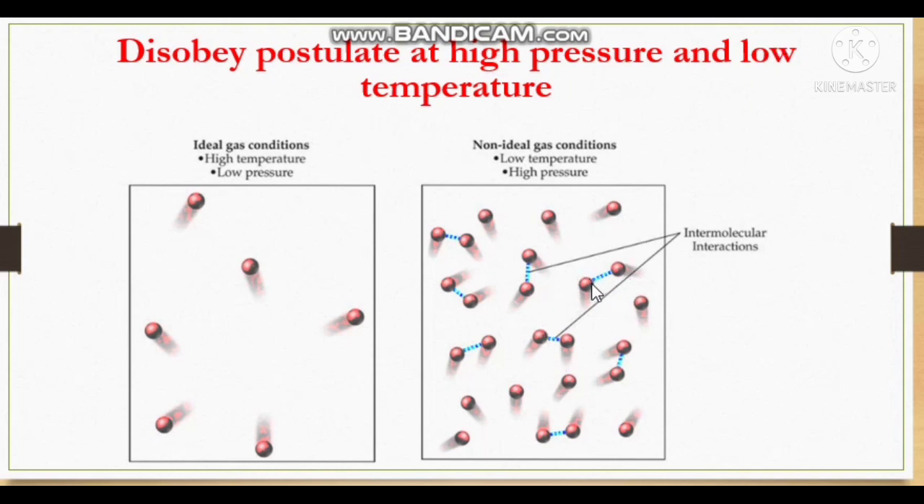You can see here, at high pressure or at low temperature, the volume is small and molecules lie closer to one another. The intermolecular forces of attraction, shown here in this figure, are appreciable and they cannot be ignored. Hence, postulate 2 does not hold under conditions of high pressure and low temperature. It is necessary therefore to apply suitable corrections to the ideal gas equation so as to make it applicable to real gases.